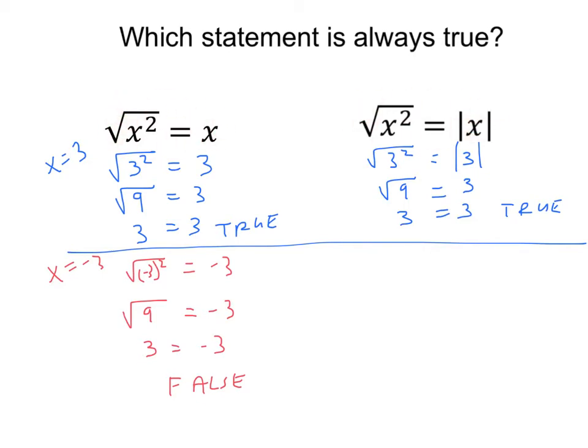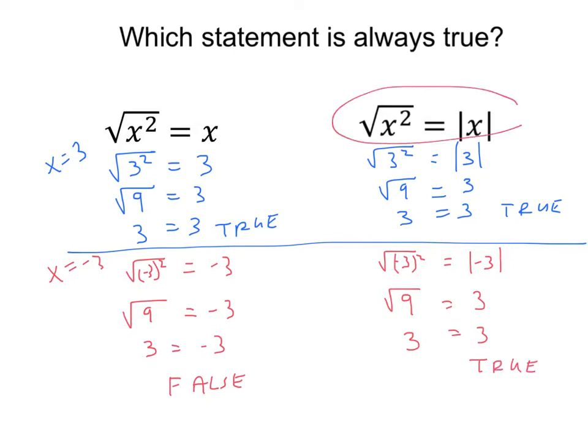Let me show you. It works for negative 3. If I have the square root of negative 3 squared, is that equal to the absolute value of negative 3? This would be the square root of 9, which is 3. The absolute value of negative 3 is 3. And so 3 is equal to 3. That's true. So this right here is really important. We're going to use this fact a lot. The square root of x squared is equal to the absolute value of x. That statement there is always true.